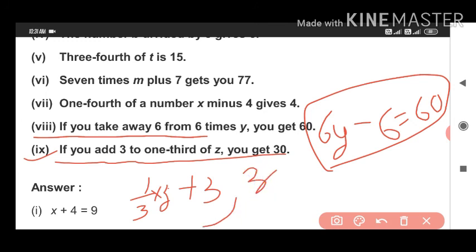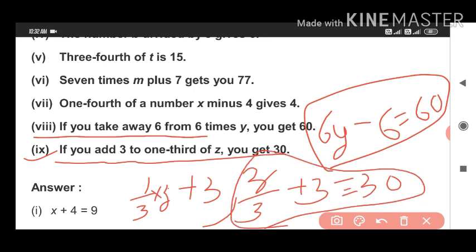So z upon 3 plus 3 is equal to 30. So this is the required equation. What will you write? z upon 3 plus 3 is equal to 30. So hope you have understood. Now come to the next question. Please write down all these answers in your notebook in a very neat and clean way.